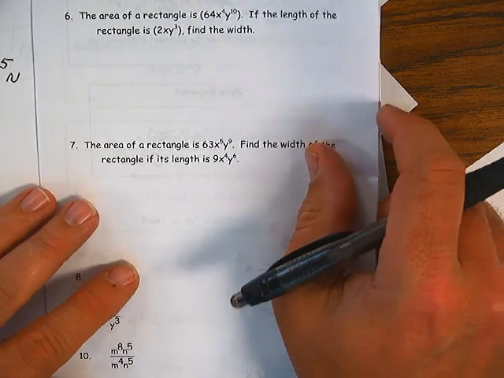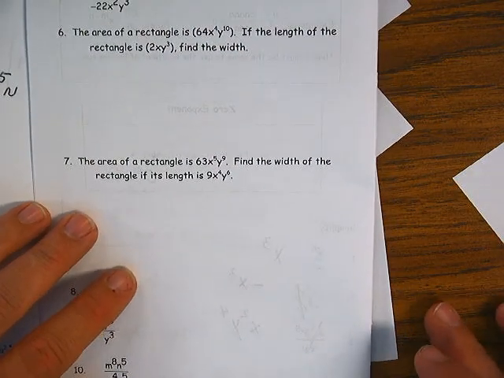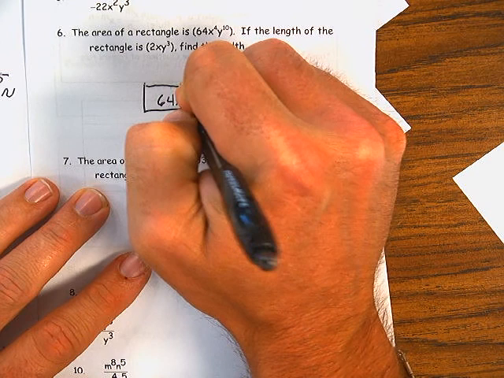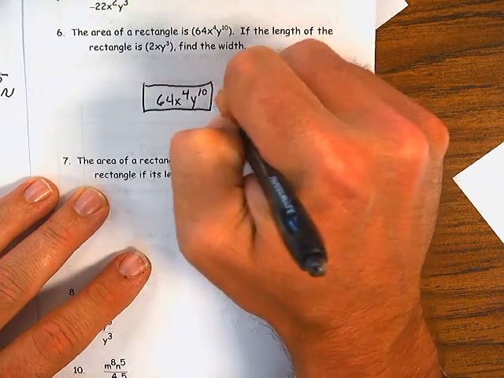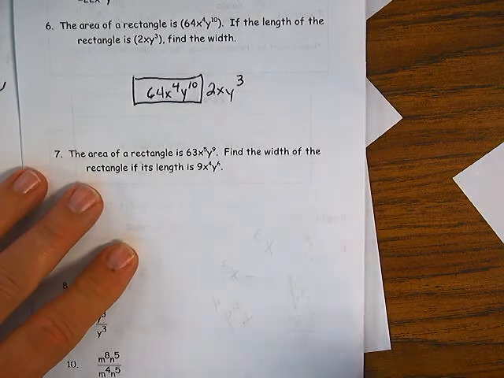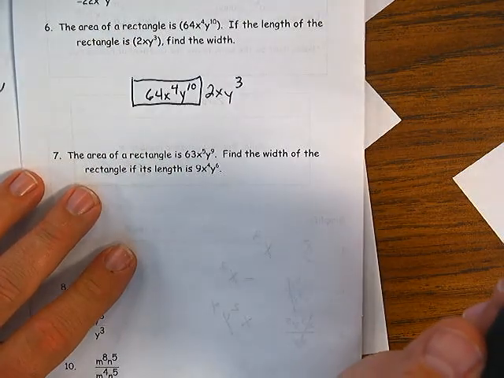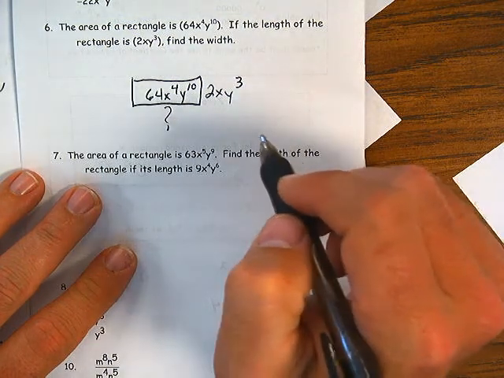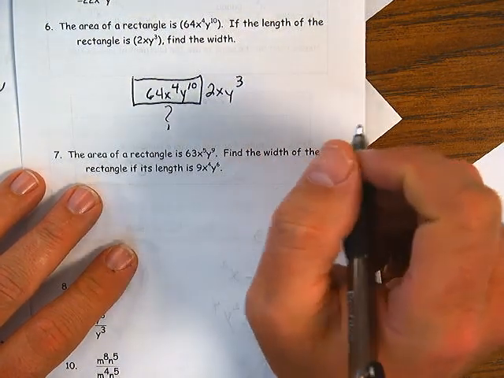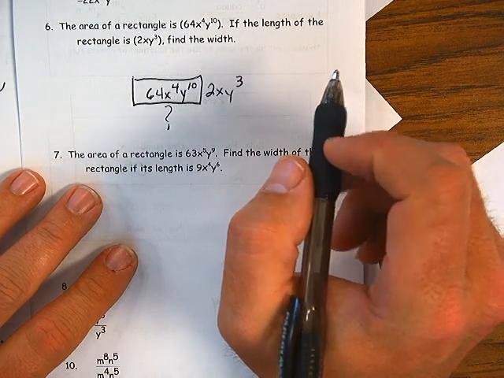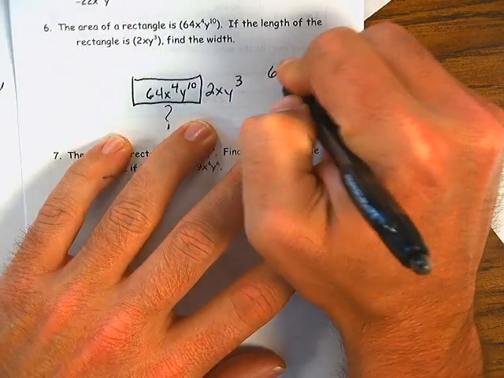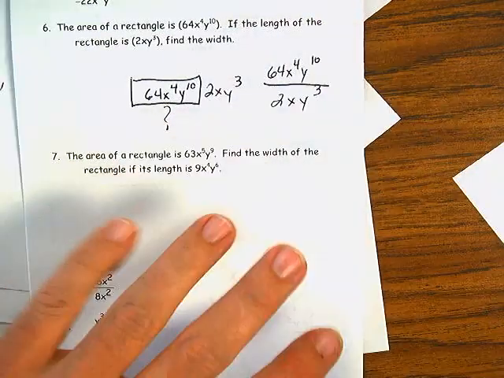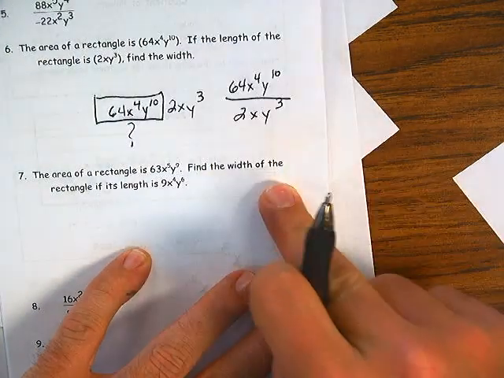I do want to do 1 of 6 and 7 because you will see these. We have the area, 64 x to the 4th y to the 10th, and we have one of the sides. How do I find the other side? I have the area, and I want to find that. What operation? Multiply, divide, subtract, add? Divide. Thank you. So we have 64 x to the 4th y to the 10th divided by 2 x y to the 3rd. Coefficients first.